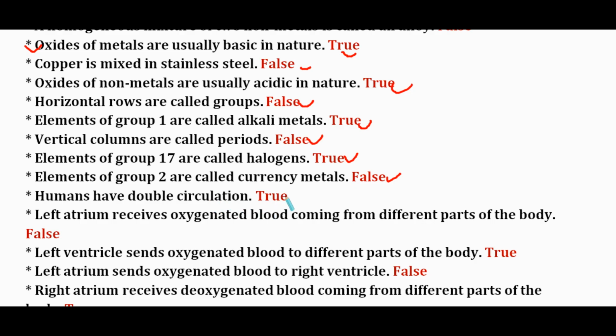False. Humans have a double circulation system. True. The left atrium receives oxygenated blood coming from different parts of the body. False. The left ventricle sends oxygenated blood to different parts of the body. True. The left atrium sends oxygenated blood to the right ventricle. False.